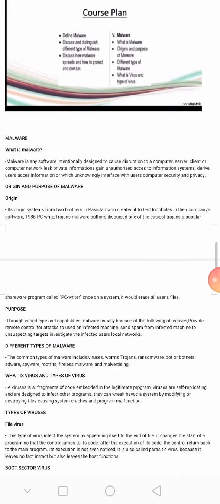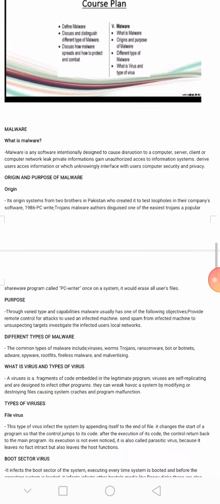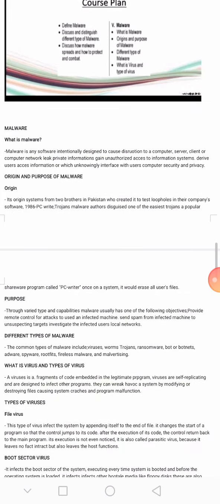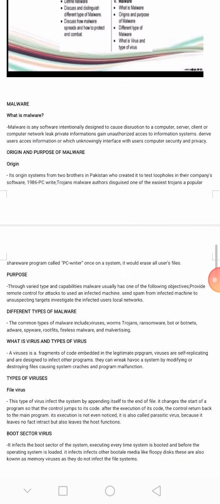Origins and purpose of malware. Origin. Its origin stems from two brothers in Pakistan who created it to test the copy protection of their company's software. 1986, PC Write Trojan. Malware authors disguised one of the earliest Trojans as a popular shareware program called PC Write. Once on a system, it would erase all users' files.